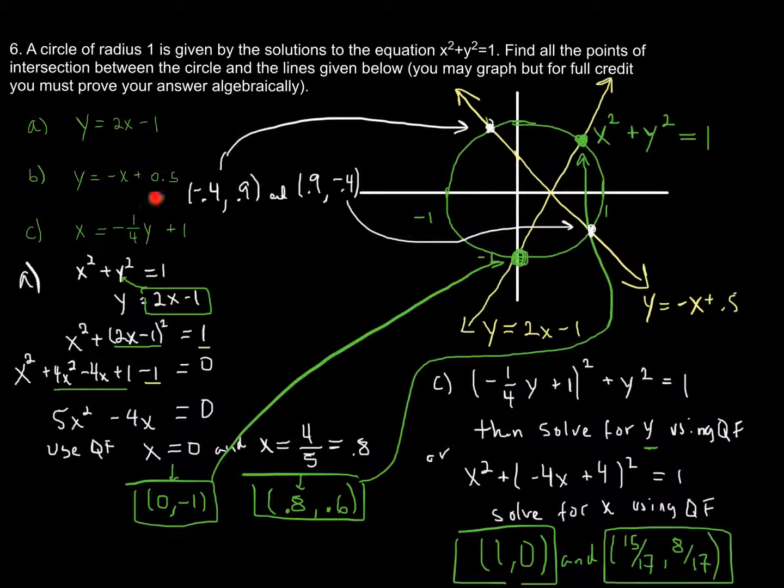Or, having solved for y here, you can substitute in for y, solve the same way using the quadratic formula as we did before, and get that your x values are going to be 1 and 15/17. And then you can plug those in to get your y values. So you're going to get (1, 0), which means it's actually going to intersect right here. And then you're also going to get (15/17, 8/17). And so that point is probably going to be somewhere over here.